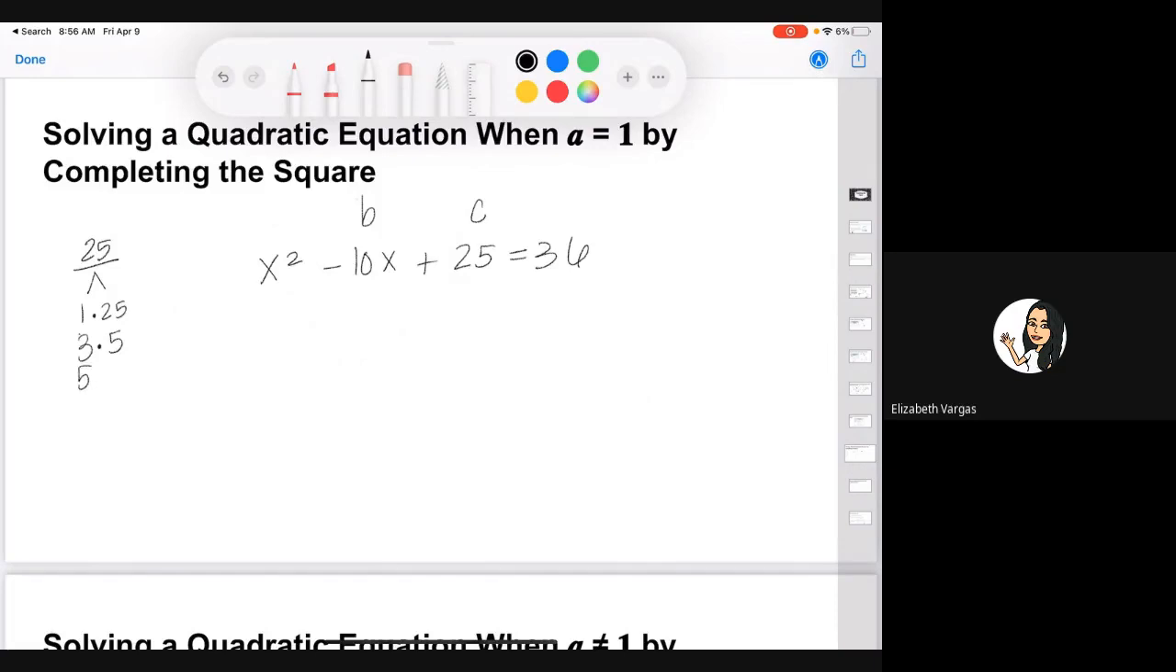And 5 and 5, sorry. Oh, not even 3 and 5, 5 and 5. So these are the only factors of 25. 1 and 25 multiplied together give you 25. 5 times 5 gives you 25.